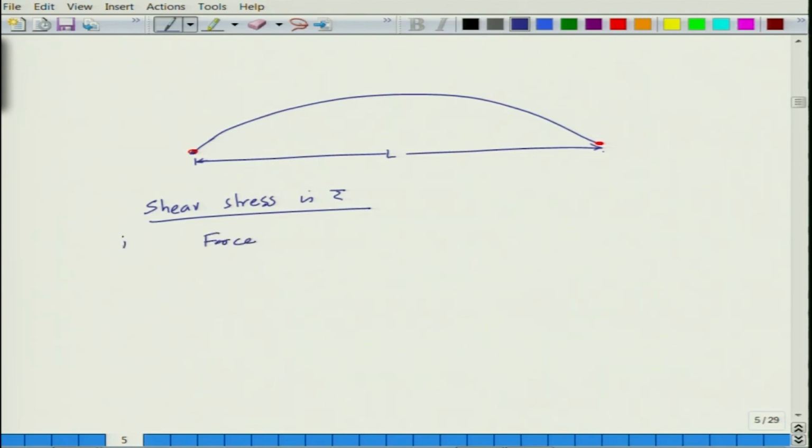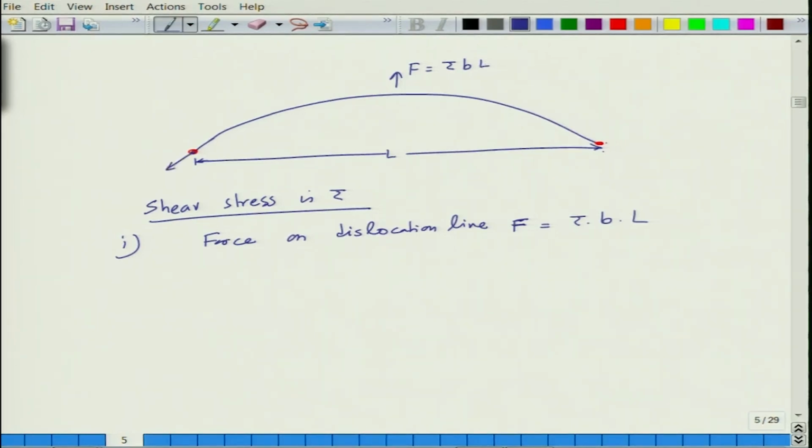So, first thing is the force on the dislocation line. This is basically F, that is equal to tau into b into L. So, this is the force on the dislocation when a shear stress tau is applied. So, tau b L is the force in the forward direction. Now, this is balanced by forces.